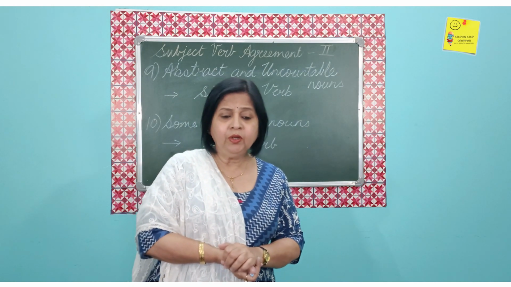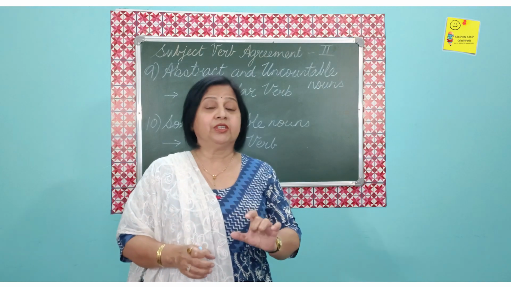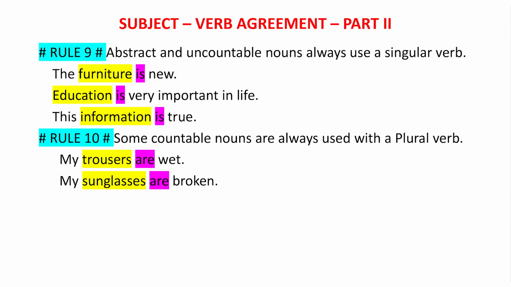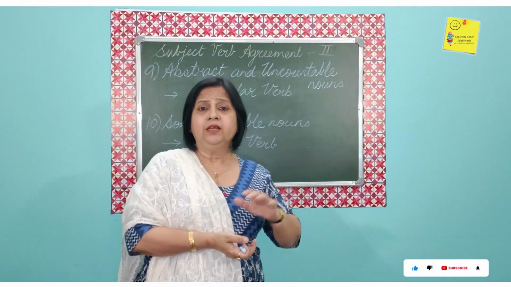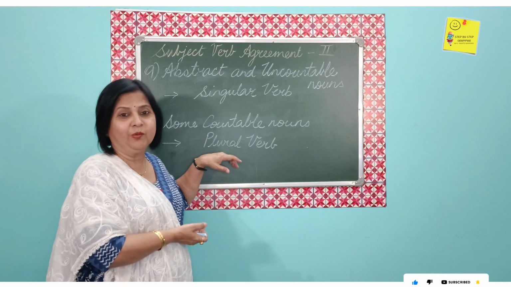Now, rule number 10 says that there are some nouns we can count, but we always use the plural verb along with them. For example, trousers, because we say a pair of trousers. But when you just use the word trousers, that's a plural verb. So, my trousers are wet. Or sunglasses: my sunglasses are broken, my sunglasses are old. So, these were some of the countable nouns which always take a plural verb.